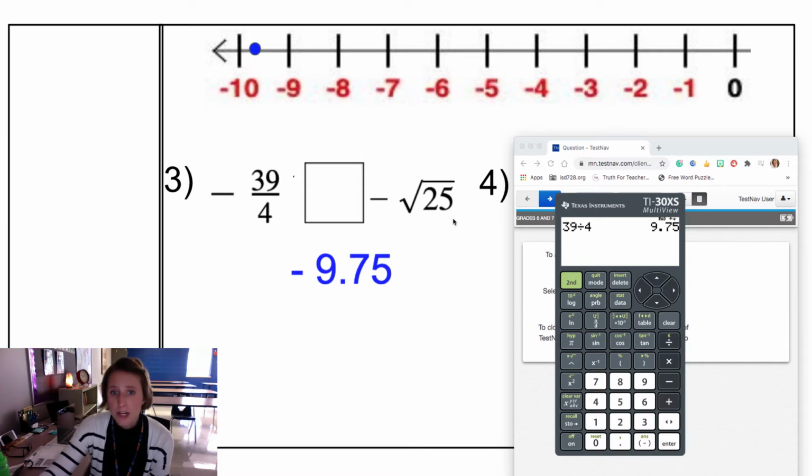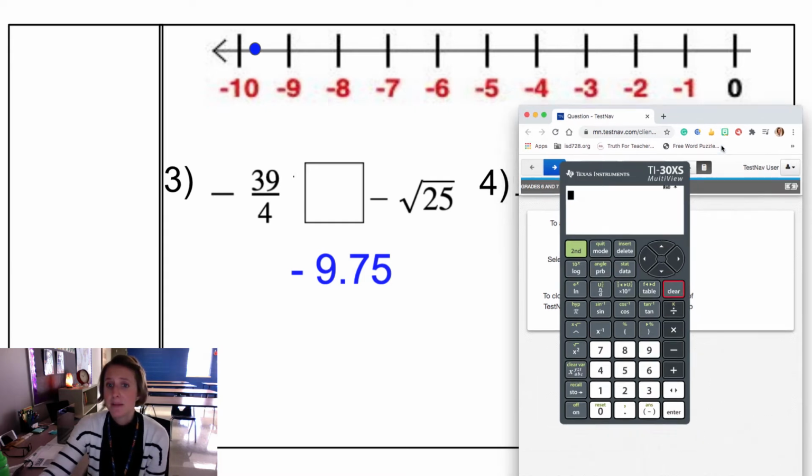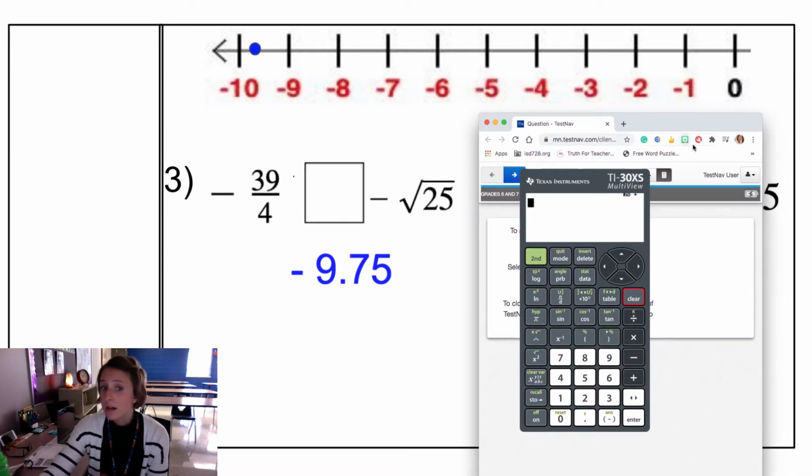Now, if I go to my other rational number here in my problem, it's the negative square root of 25. Entering that in my calculator, I'm just going to ignore the minus sign right now. I'm going to hit my second key, then the square root sign, which is right there. It's on the squared button. 25. Now, this is a perfect square.